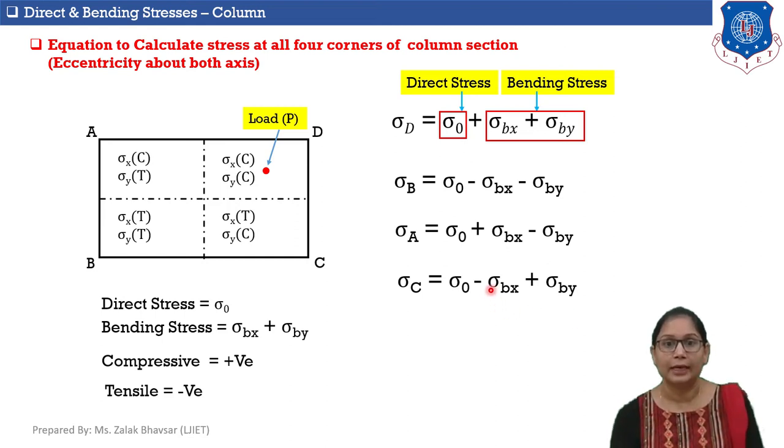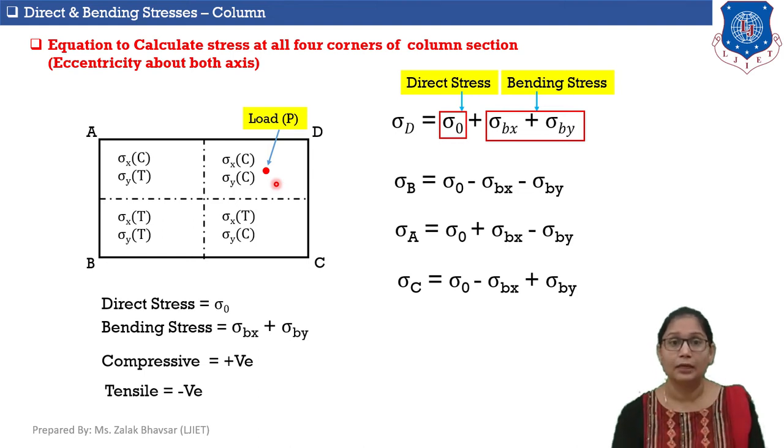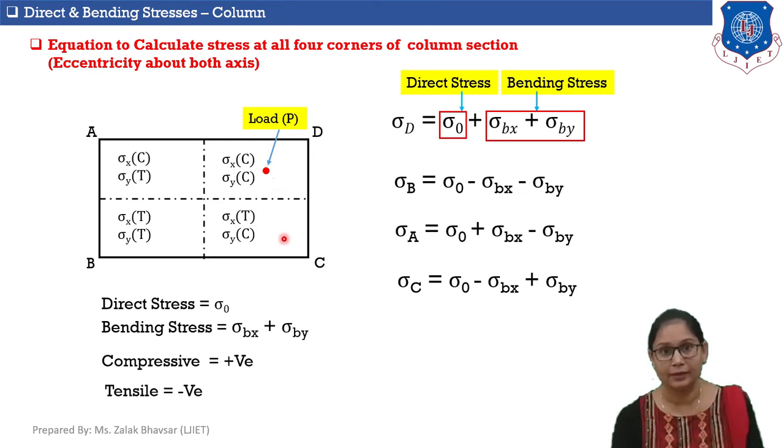Okay, so I am taking tensile bending stresses in x-axis direction as negative, and by pushing this point, because of this eccentric load, vertical axis of this fourth quadrant will get compressed, and due to that here in fourth quadrant, due to this eccentric load, compressive bending stresses will be developed in y direction. So I am taking sigma By as positive over here.